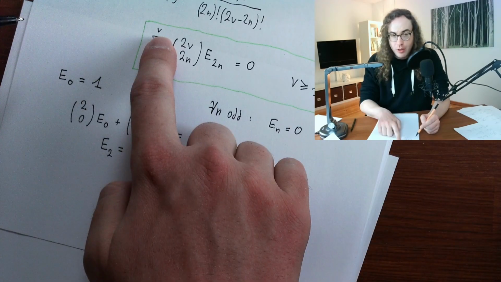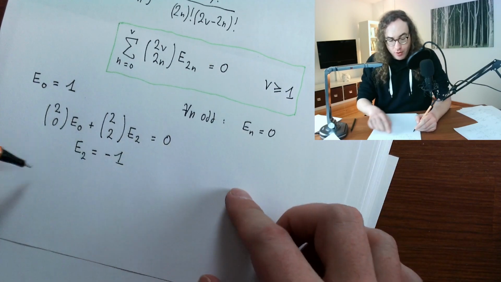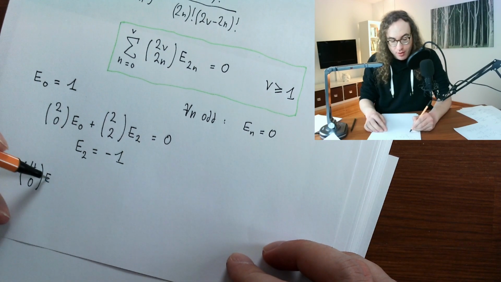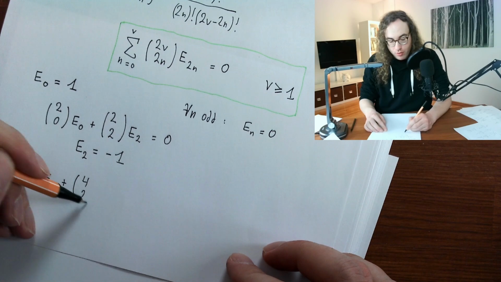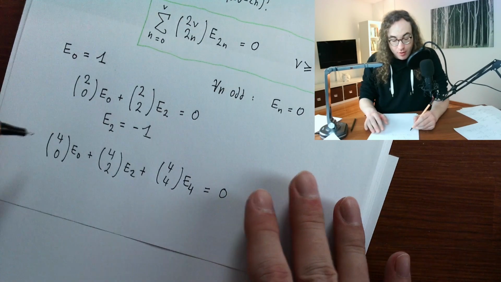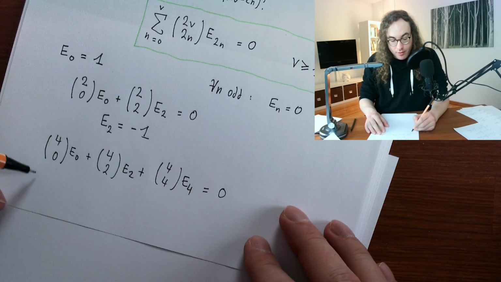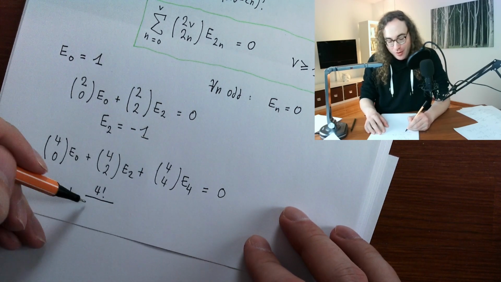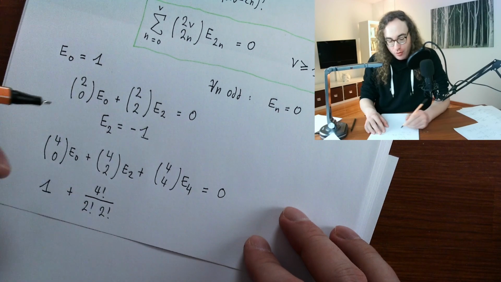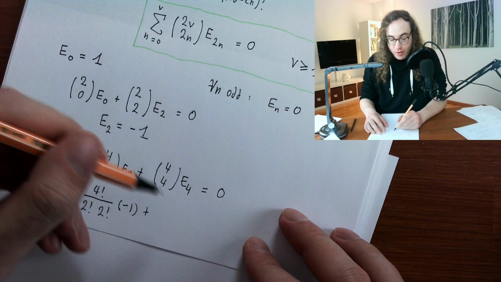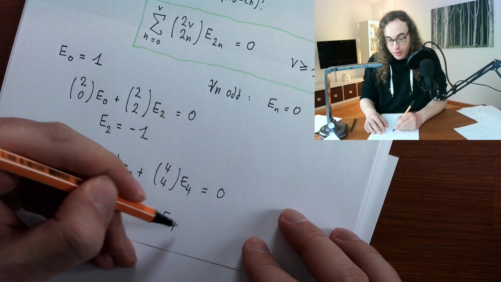Let's do one more. Now I use the formula for v equals 2, so I get 3 summands, and these summands will be (4 choose 0) times E_0 plus (4 choose 2) times E_2 plus (4 choose 4) times E_4. Now let's compute this. So (4 choose 0) is 1 and E_0 is 1. So this is a 1 plus, now this is more complicated. So this is 4 factorial divided by 2 factorial times 2 factorial times E_2. I know what that E_2 is, minus 1. Plus (4 choose 4) is 1 and E_4 I don't know.